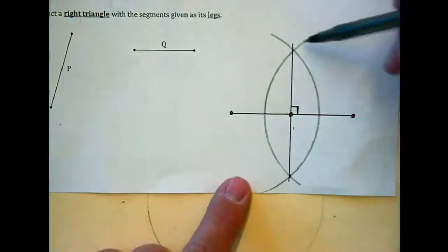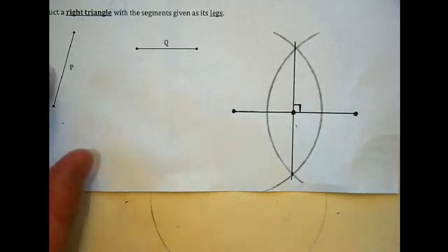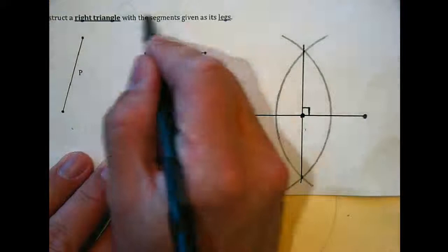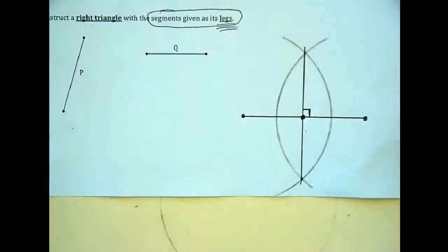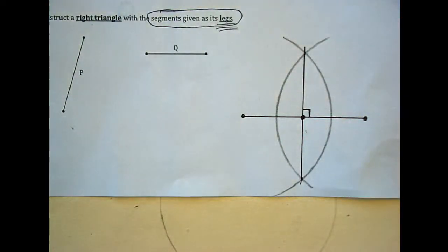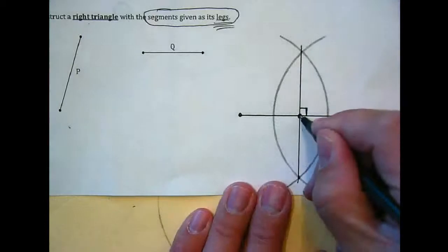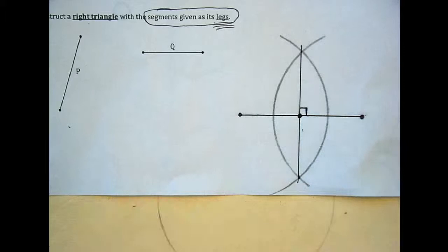Now you can make your triangle over here, or down here, or up there. It doesn't matter. You just now have to label or measure off length P and length Q, because notice it says here with the segments given as its legs. What's the longest side called? Yeah, it's called a hypotenuse. So that's not the one we're given. We're given the legs. So measured off from this right angle, one length is a leg and the other length is a leg. So what I need to do is off that angle, construct 2 legs.